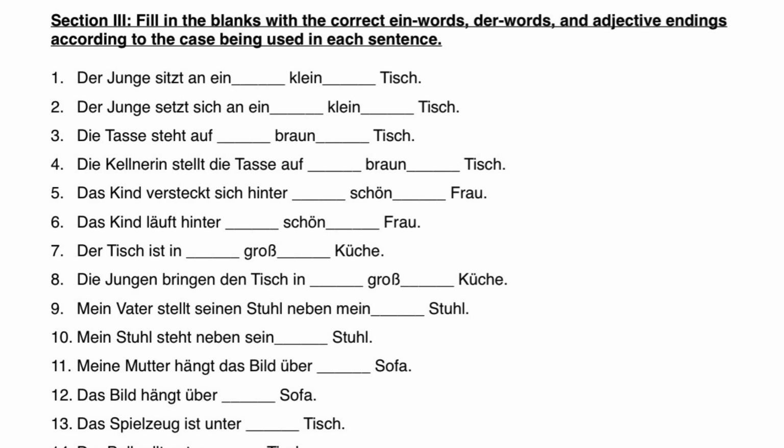Let's see how it works in sentences. So in each of these, we're supposed to fill in with the ein word or the der word and the adjective ending that goes with each one of these. This is a good review for those of you who just watched the other videos about adjective endings.